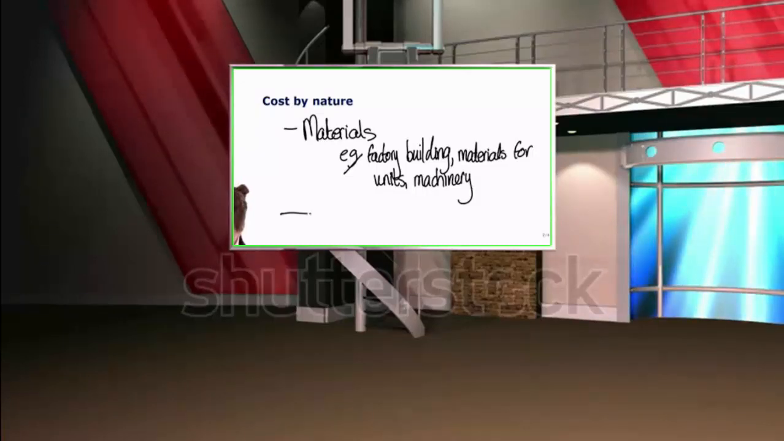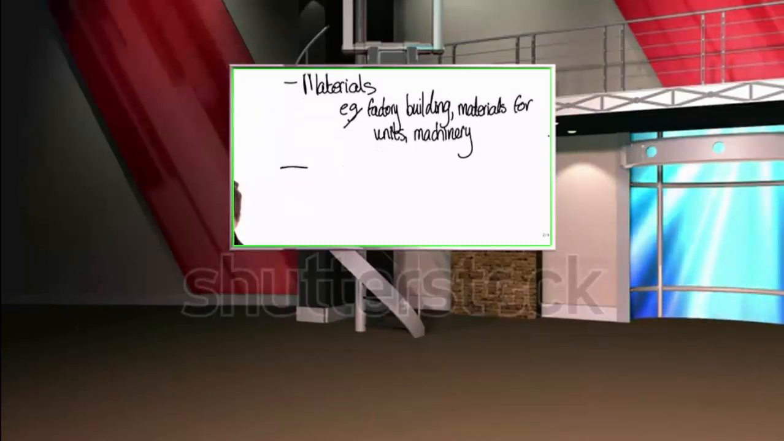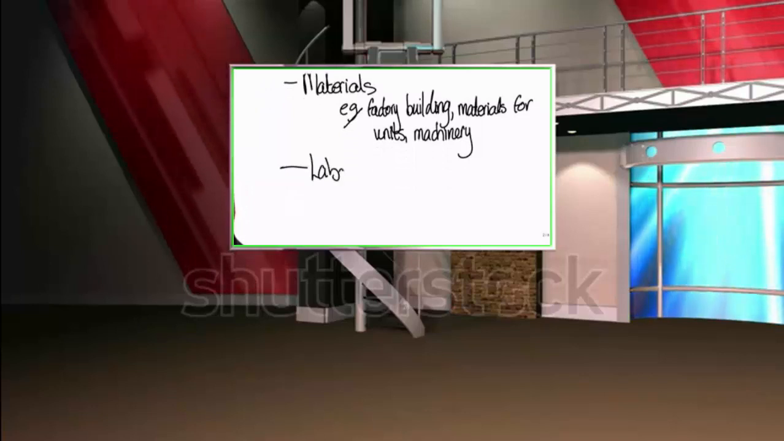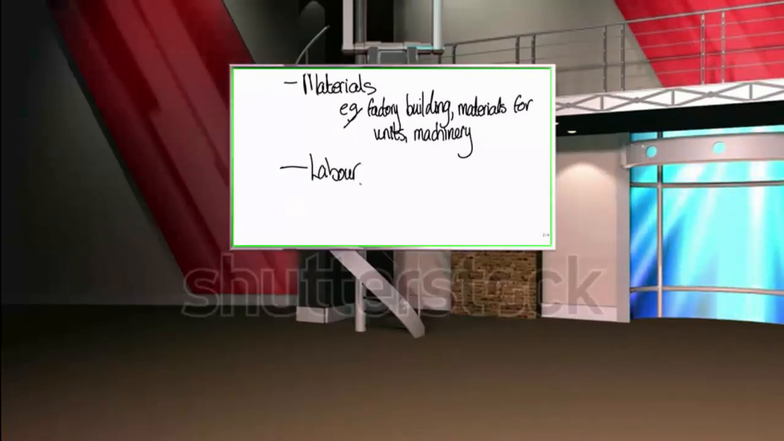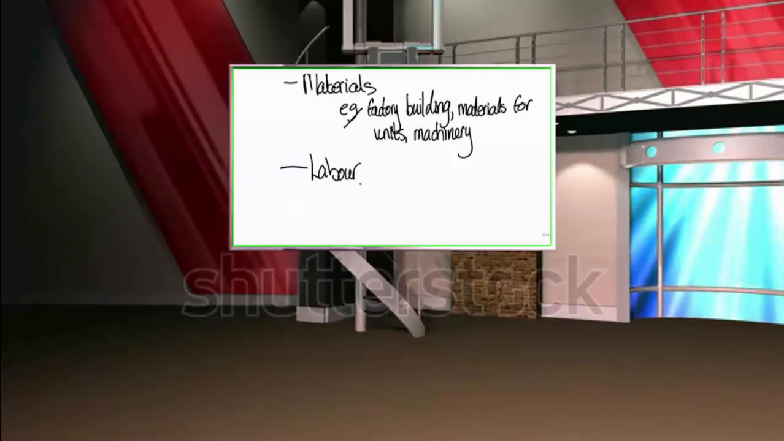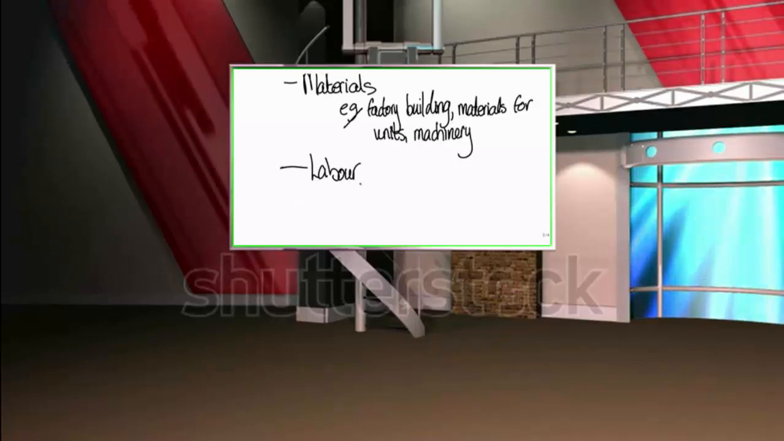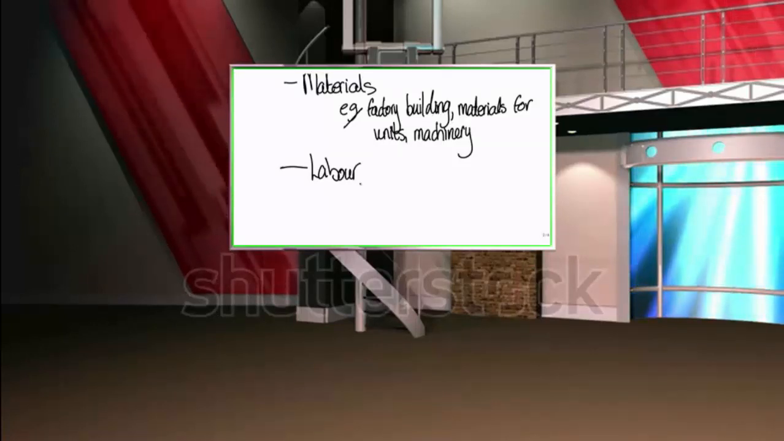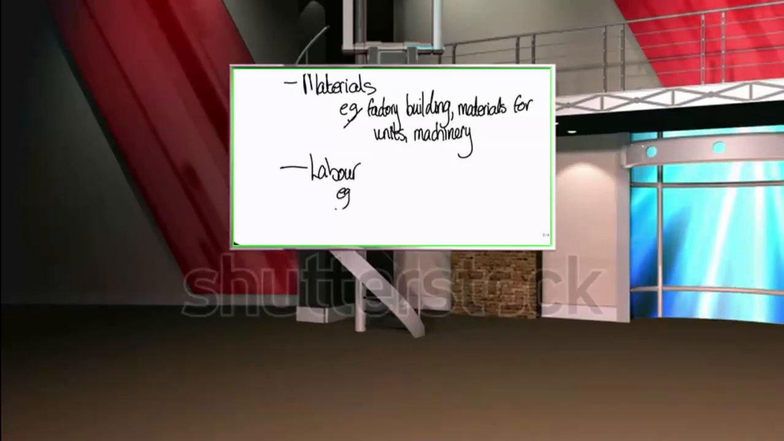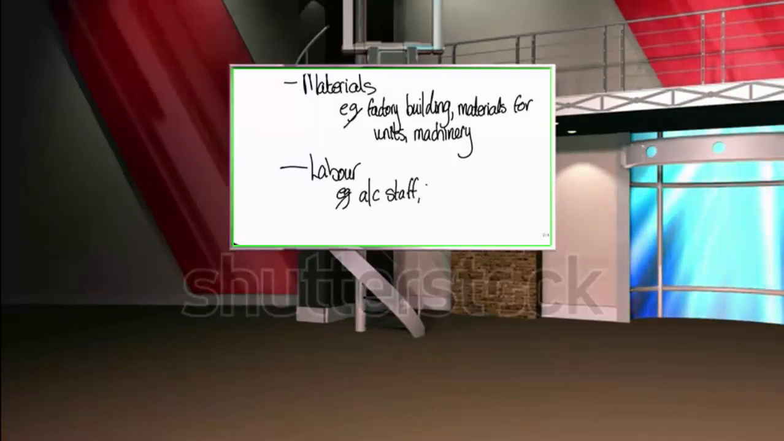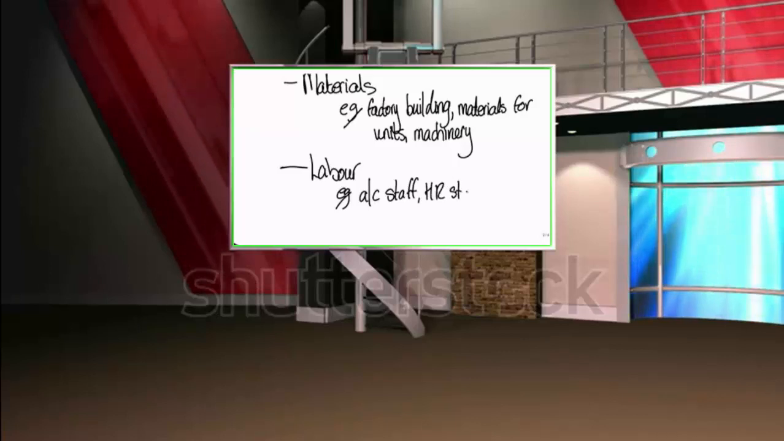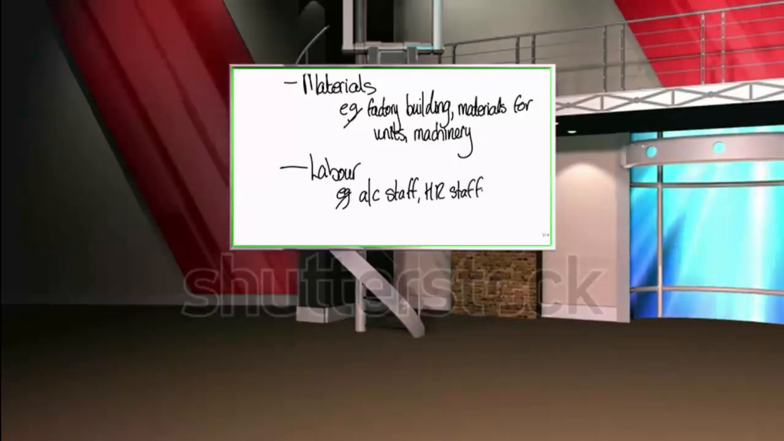The next cost by nature is our labor cost. Our labor costs, quite self-explanatory. This is going to be the costs associated with paying wages or salaries to all of our employees. So it might be our accounting staff, HR staff, and so on.